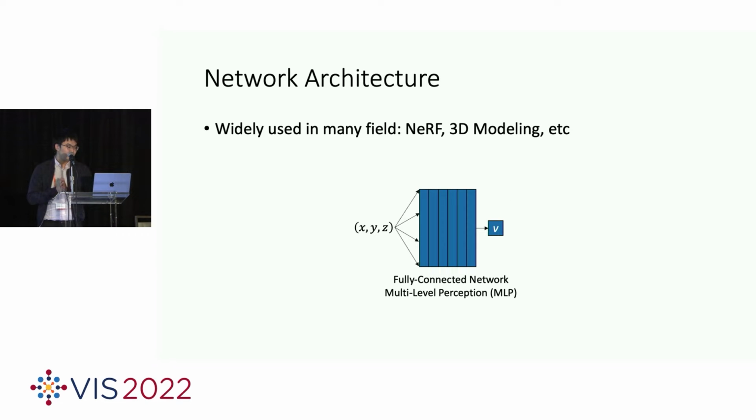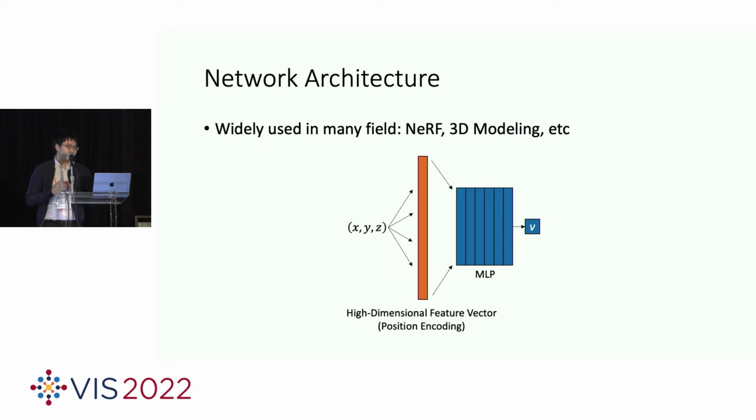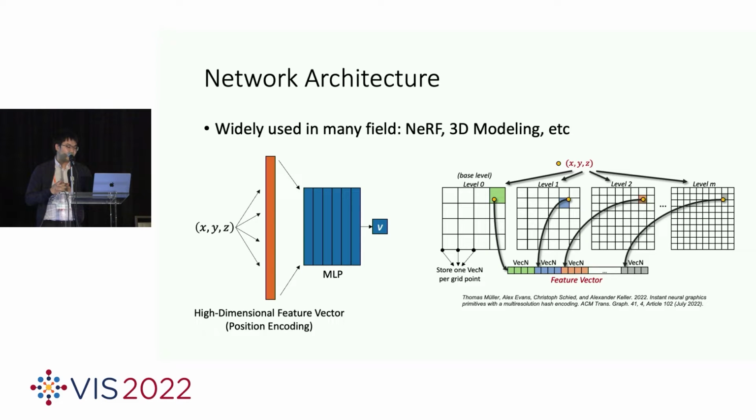So implicit neural networks have recently been used in many fields, such as NeRF or 3D modeling. And they can be built directly using fully connected networks or multi-layer perceptrons, MLP. To allow the network to capture high-frequency details, spatial coordinates are often mapped to a high-dimensional vector first, which we call a feature vector. And this step is called position encoding. And one of the latest developments of this position encoding method is the multi-resolution hash grid encoding. And we found that this method is particularly effective even for scientific data.